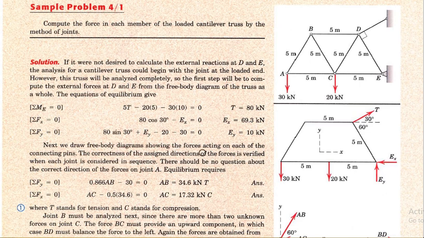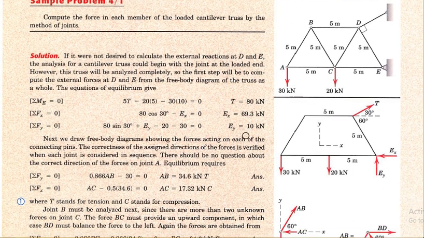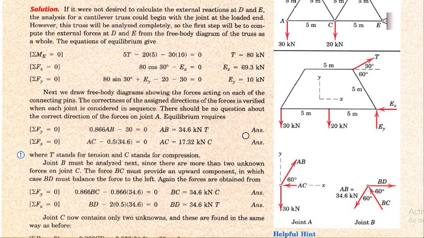Then we have to calculate the reaction Ex. Summation of forces in X direction is equal to 0: 80 into cos 30 minus Ex, where 80 is the tension, so Ex is equal to 69.3. Then summation of forces in Y direction is equal to 0: 80 into sin 30 plus Ey minus 20 minus 30 is equal to 0, so Ey is equal to 10 kilonewton. Likewise we have to solve the numerical for all other points as well, like point A, point B, C and D. Next we have to find the reactions at point A.